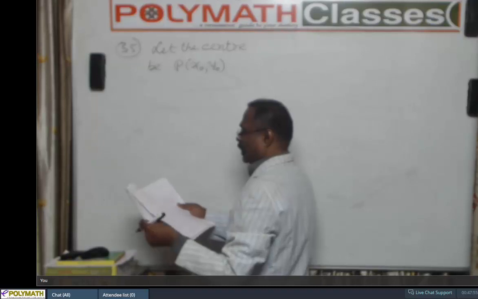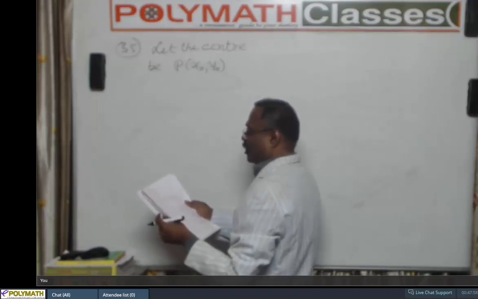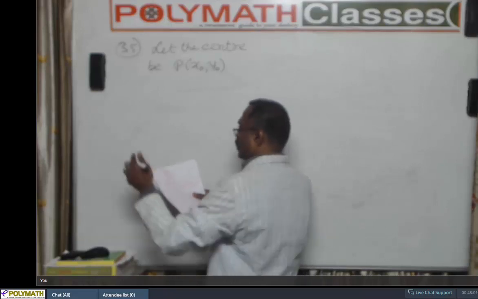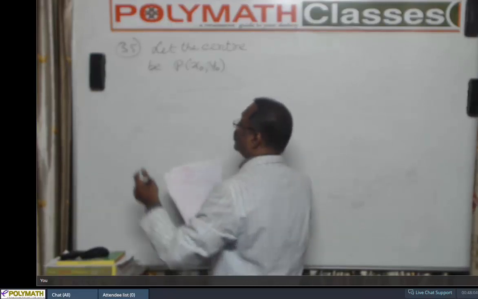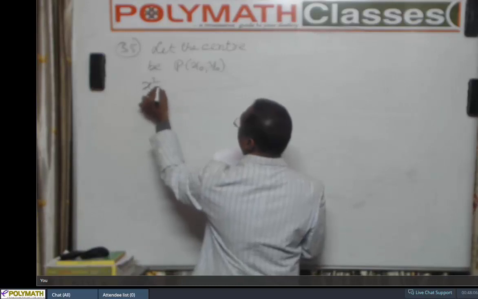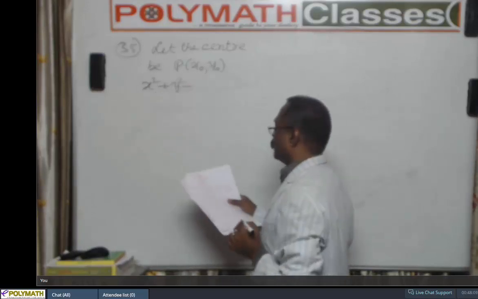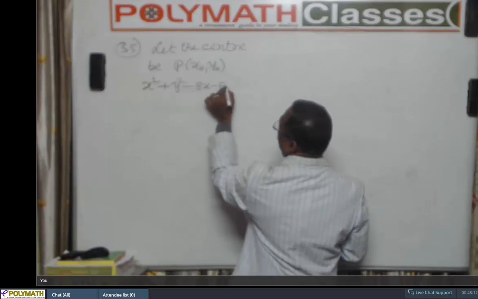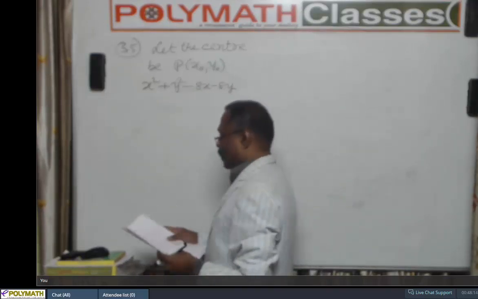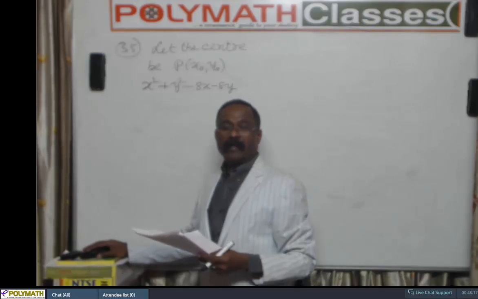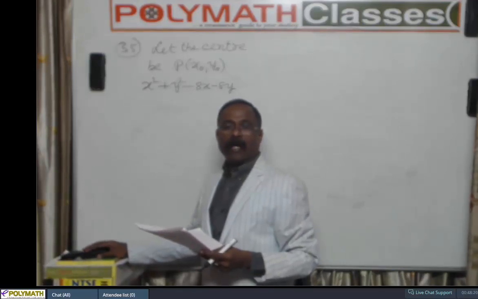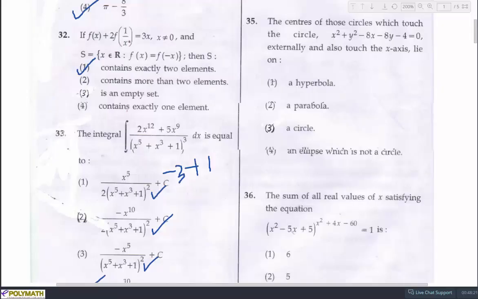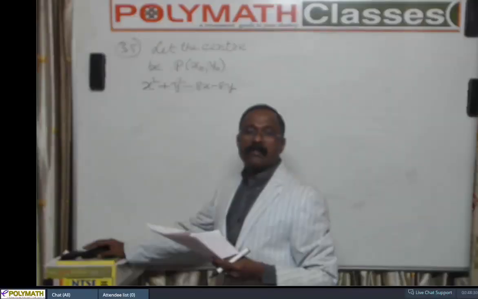The given circle is nothing but x² + y² − 8x − 8y − 4 = 0. Let me see the equation once.